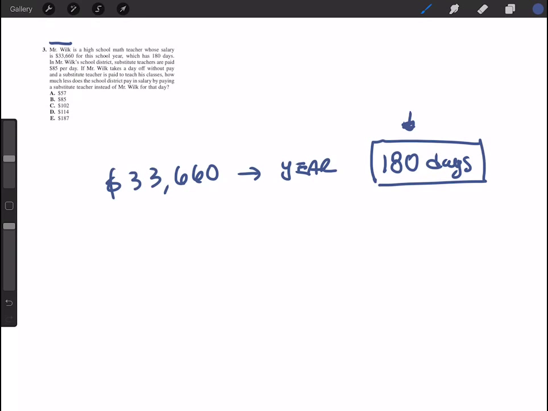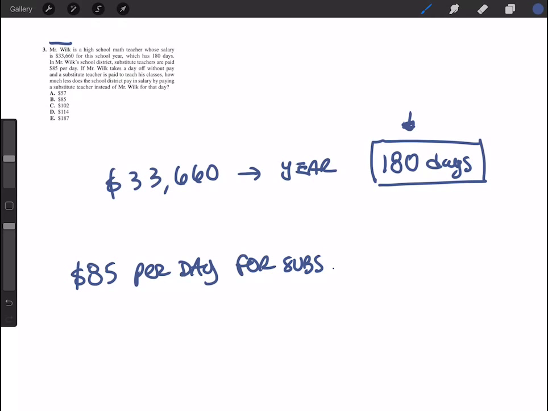Okay, now substitute teachers are paid $85 per day. And typically, substitute teachers are paid less than a permanent teacher. And so that's where the difference comes from. Now, if Mr. Wilk takes a day off without pay, that means maybe he had something personal to do. He's not going to be paid because he's taking that time off. How much is the school district going to pay less because they're going to hire a sub teacher for that day instead of Mr. Wilk?